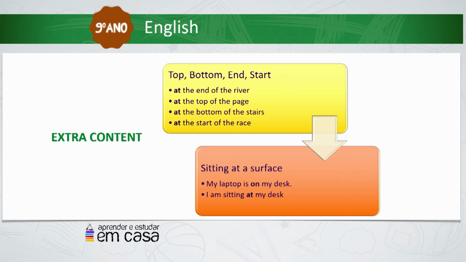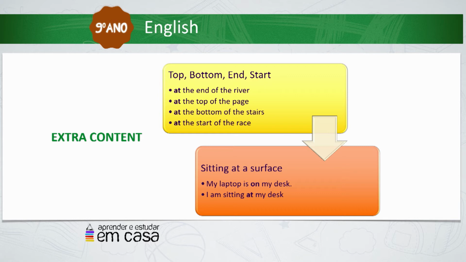When we talk about sitting at a surface, we can use both on and at. Let's see some examples. My laptop is on my desk. I am sitting at my desk.